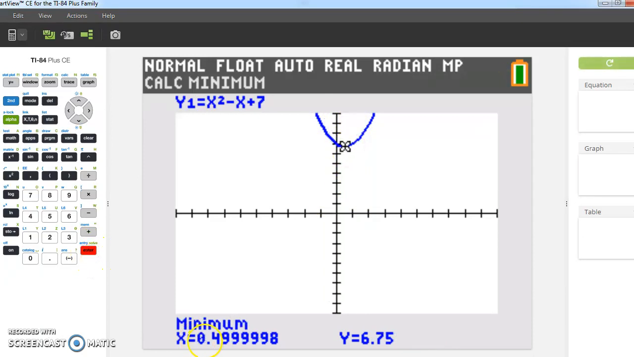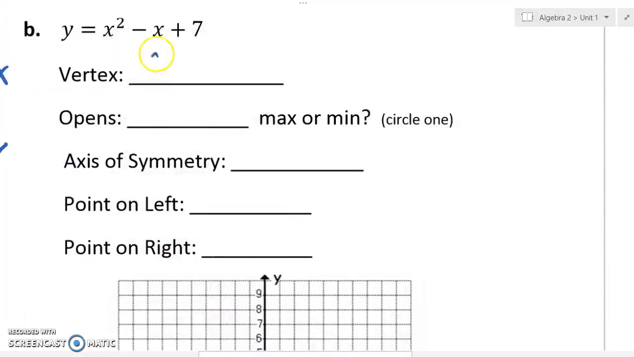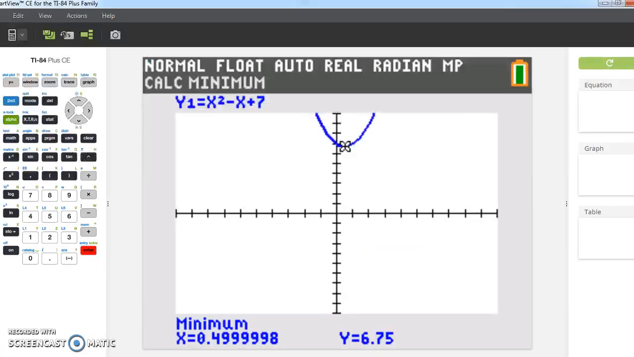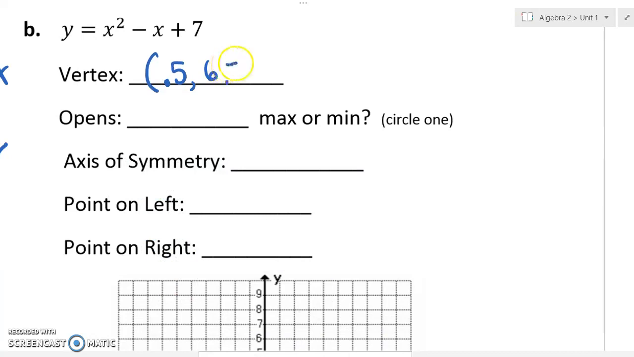Now, this is 0.49, so we know that's 0.5. And this is 6.75. So our vertex is at 0.5, comma 6.75. There we go. So that's where it is. It's not at a nice number. It's two decimals, but that's okay.